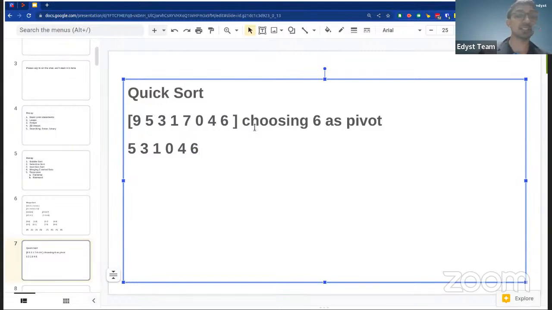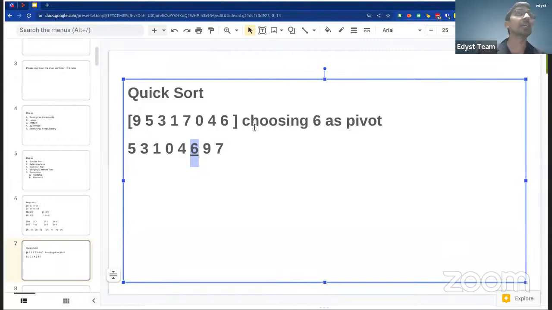Is 9 greater than 6? What else? 7. Okay. So this process is called, just understand the logic, you don't have to get into code, partitioning the array around the pivot. What is the pivot? 6. We have partitioned the array such that all elements left of 6 are less than 6, and all elements on the right of 6 are greater than 6.